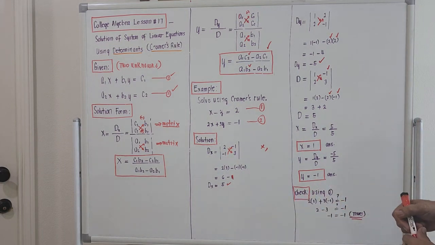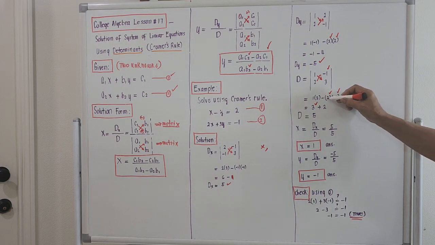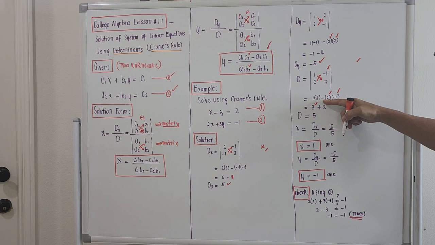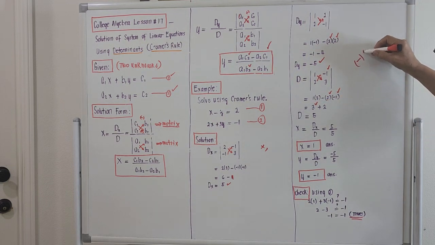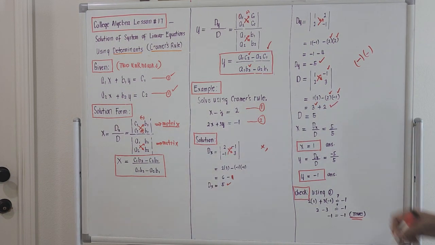So if we try to simplify this one, 1 times 3 is 3. A plus and a minus will be a minus, but this is preceded by minus. So a minus times a minus will now be plus. This is plus 2. So 3 plus 2 will be 5.